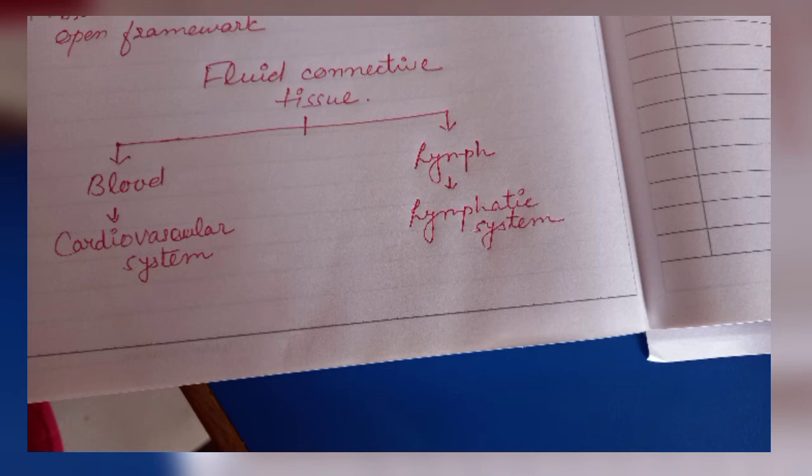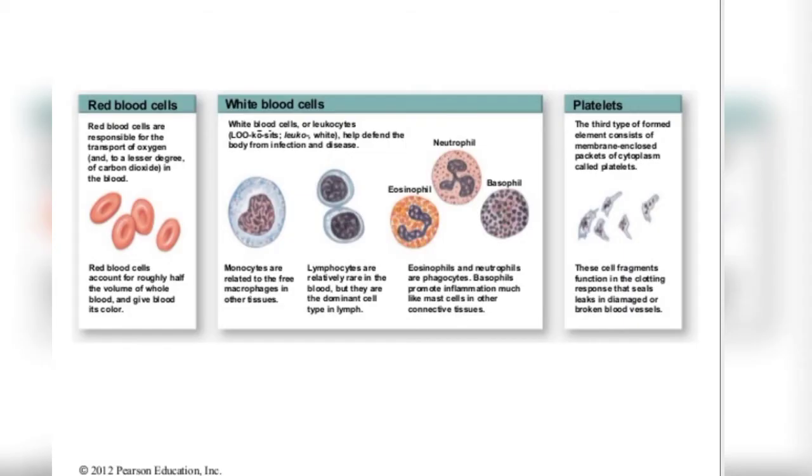Blood is present in the cardiovascular system, where the blood vessels are present, that is arteries, veins, and capillaries, and lymph is present in the lymphatic system. Okay, now what is blood? It is a fluid connective tissue which links different parts of the body. Now here in this image you can observe different cells of the blood which are present inside it.